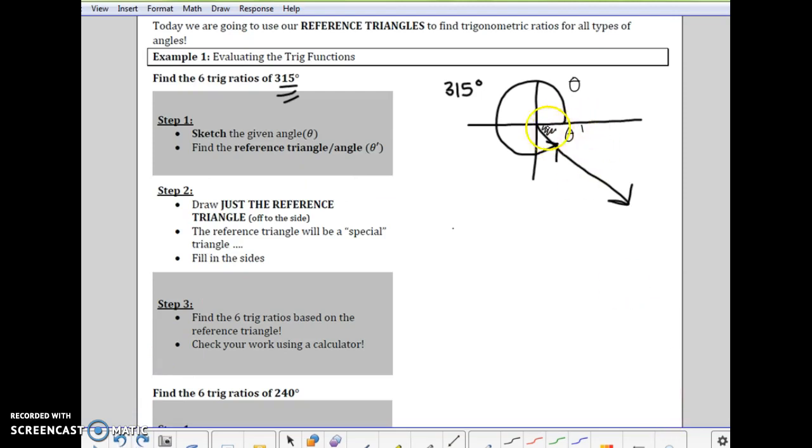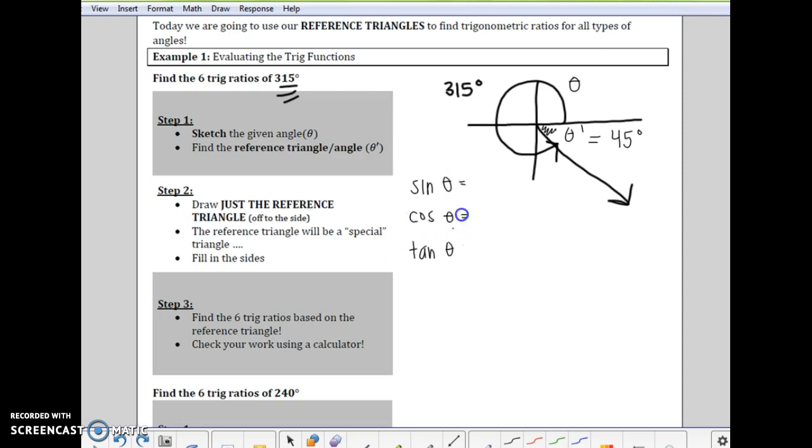So my theta prime is hanging out down here. Now I need to know that reference angle, and that is a 45-degree reference angle. So when I do all of my trig, my sine, my cosine, and my tangent, I'm really just going to be looking at the fact that it's a 45-degree angle. That's going to be my first step.